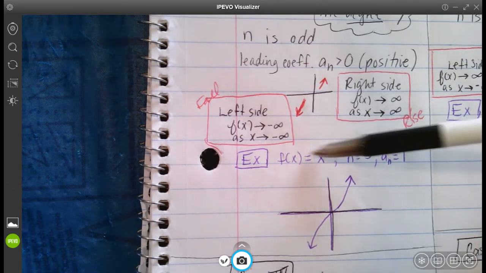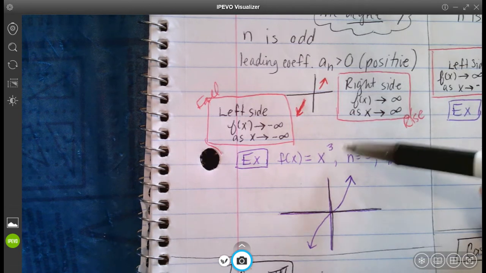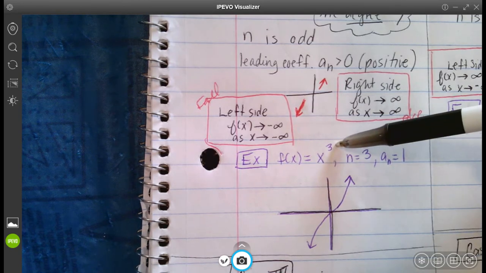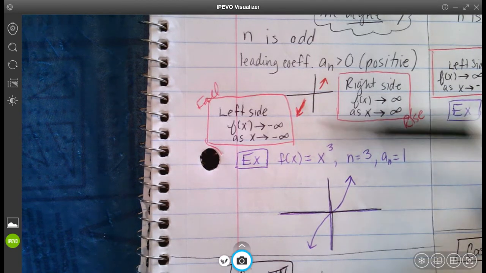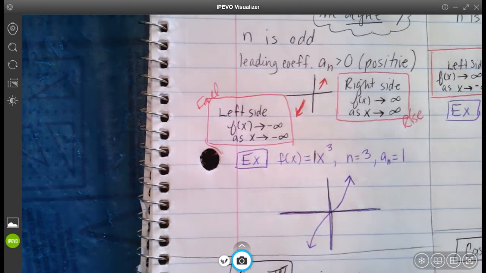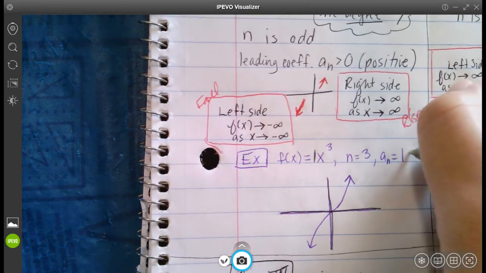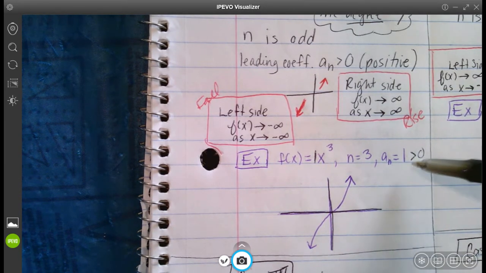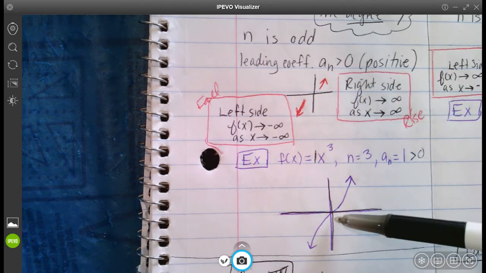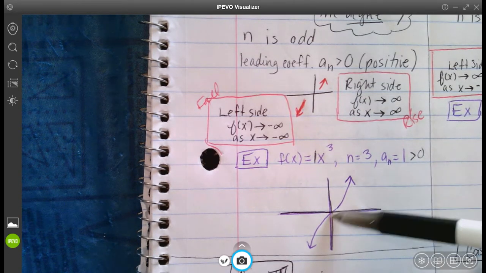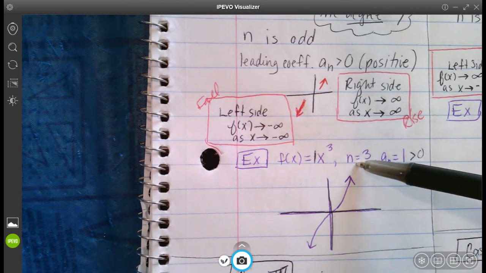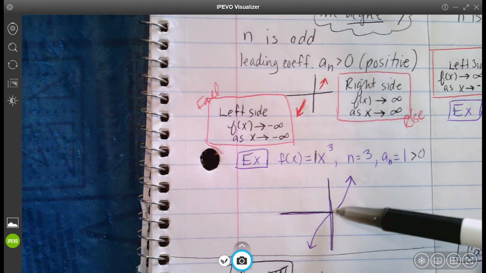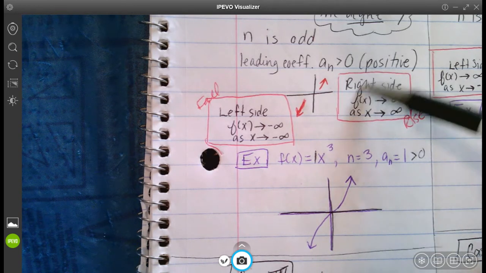For example, if f of x was equal to x cubed, x to the third power, our degree would be 3. Remember, this is the degree, and it comes from here. And a sub n would be equal to 1. There's that imaginary 1 right here. We don't have to write it, but we can put it there if we want. So this is greater than 0, which means it's positive. Since it's positive, it follows this pattern: on the right side it's going up, and on the left side it's falling. So rising on the right side, falling on the left side. If we wanted to describe it, we could say it like that, or you could just write this right here.